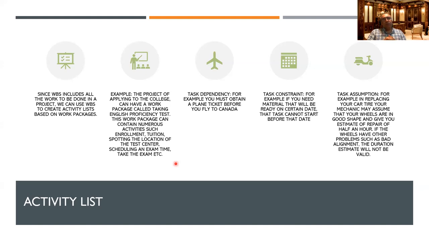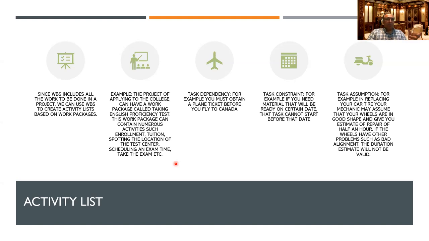And task assumption is when you say, assuming everything is as per normal. So if you go to replace the tire, you go to a place and you ask them, I want to change my snow tires to the regular tires. The mechanic says, okay, if the wheels are okay, everything is all right, it can take half an hour, 45 minutes. Can you wait? Yeah, okay, I'll wait. Now that's assuming everything is okay.